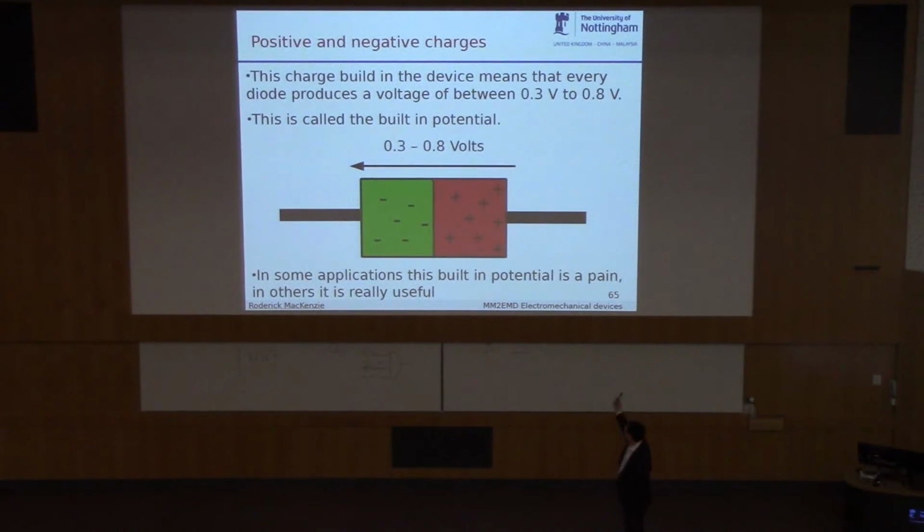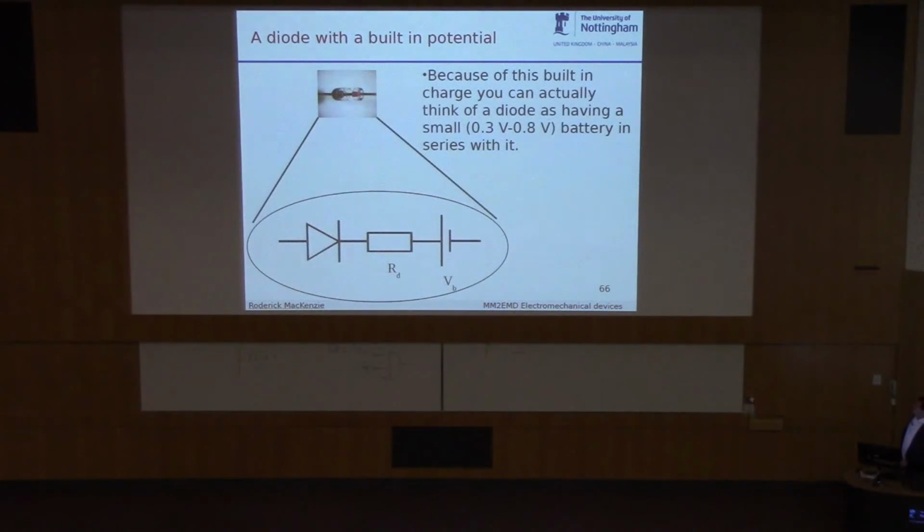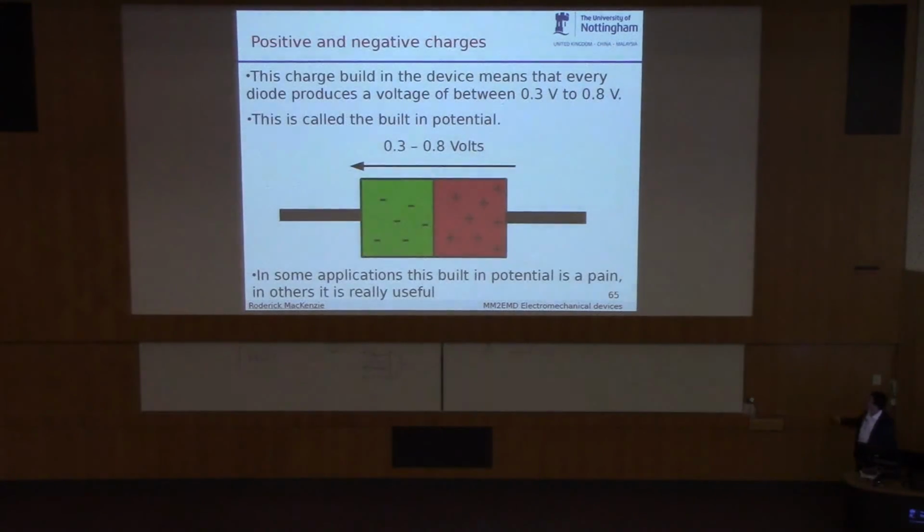So whether this thing's just sat around in the drawer, or anywhere, it's going to have 0.3 to 0.8 volts across it. And you actually measure this with a voltmeter. This is called a built-in potential, and it's very, very useful, because you can think of this 0.8 or 0.3 volts as a little battery in your diode, okay? It's always producing a little voltage across your diode.